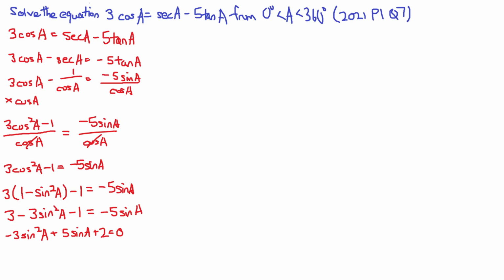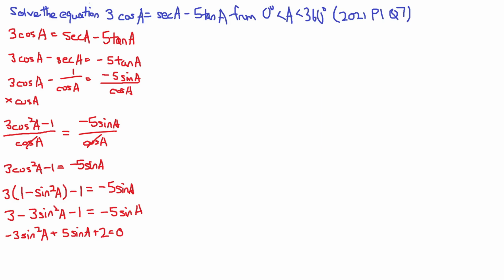As I said earlier, we cancel out the cosine A to get 3 cosine square A minus 1 equals minus 5 sine A. Since we cannot find the value of A using two different Trigo functions, we have to convert the cosine square A into a sine A. So we change cosine square A into 1 minus sine square A using the Pythagorean identity. If you expand it correctly, you should get minus 3 sine square A plus 5 sine A plus 2.